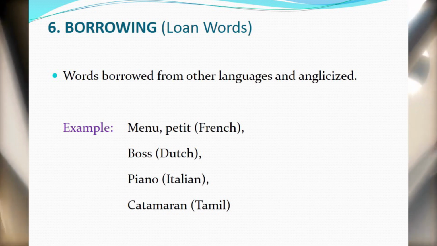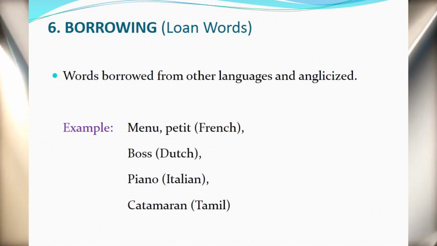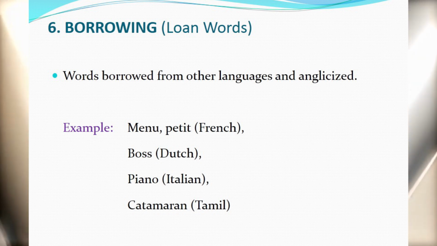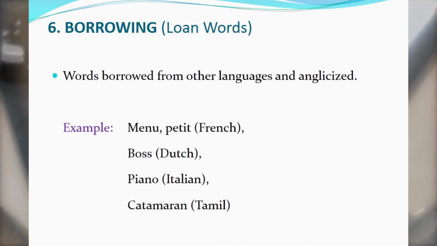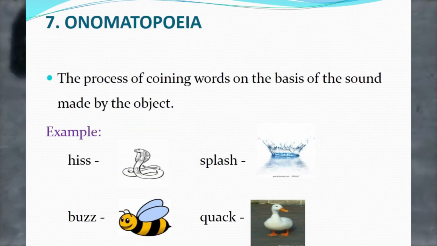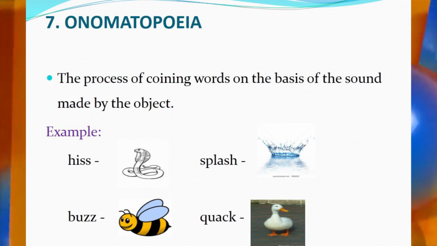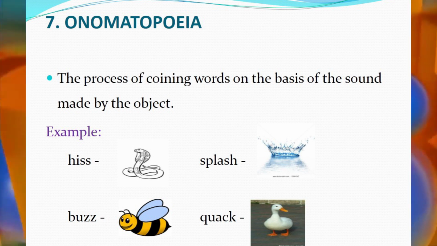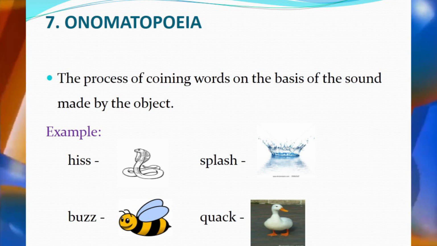Borrowing or loan words, words borrowed from other languages and anglicized. Example, the words menu and petit are borrowed from French. Likewise, boss from Dutch, piano from Italian, catamaran from Tamil. Onomatopoeia. It is the process of coining words on the basis of the sound made by the object. For example, the word hiss is coined based on the sound made by a snake. Correspondingly, splash, buzz, and quack.